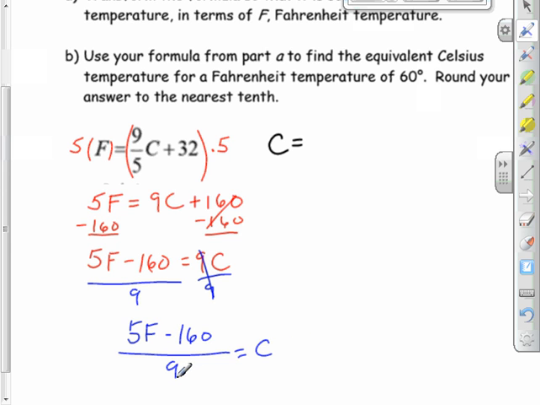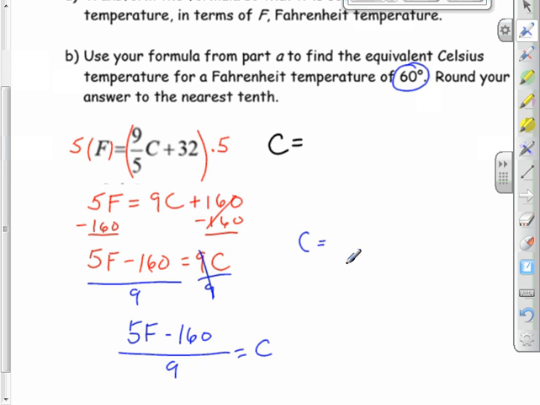If you wanted to divide 9 into both of these terms, you could do that, and you can write them as fractional values. Since neither of these are multiples of 9, I wouldn't recommend it, but you could go ahead and do that. For part B, we're given a temperature that is in Fahrenheit, and we're to find the Celsius temperature using the equation that we created by transforming the formula.